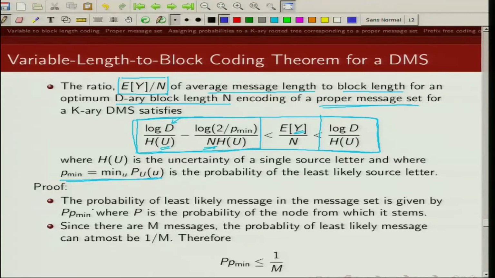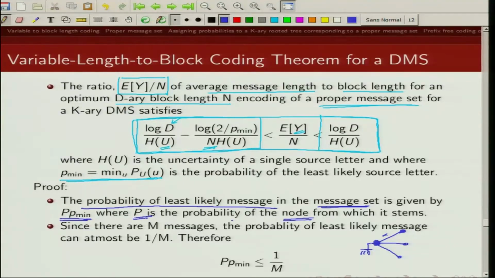The probability of the least likely message in a message set is given by P times P min, where P is the probability of the node from which it stems. Now recall how we assigned probability to a k-ary rooted tree. If you recall, these probabilities are defined as the probability of this node multiplied by the probability of the letters emitted corresponding to each of these branches.